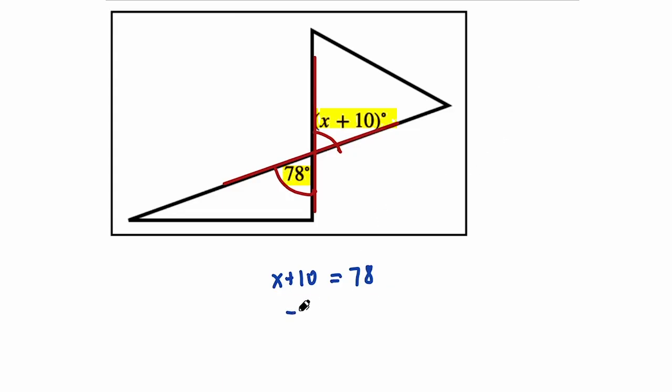But if you want to be more technical, you can subtract 10 from the left side and you could subtract 10 from the right side. On the left side, that cancels out that 10 and we're left with just plain old x. On the right side, 78 minus 10 is, yeah, that's 68.